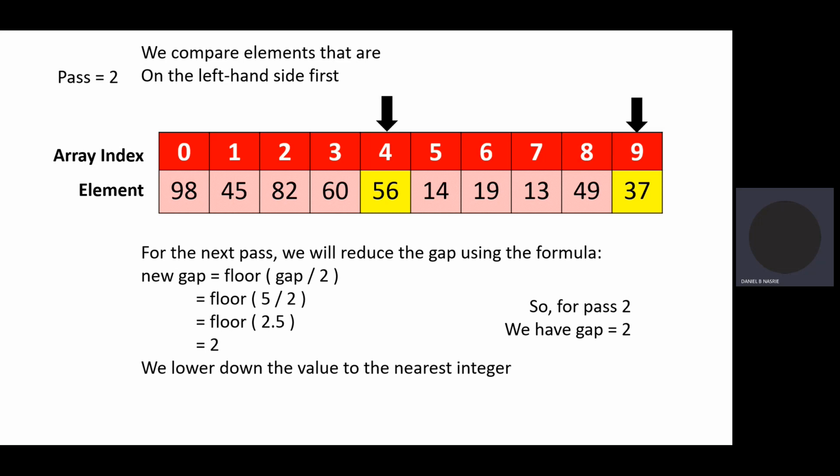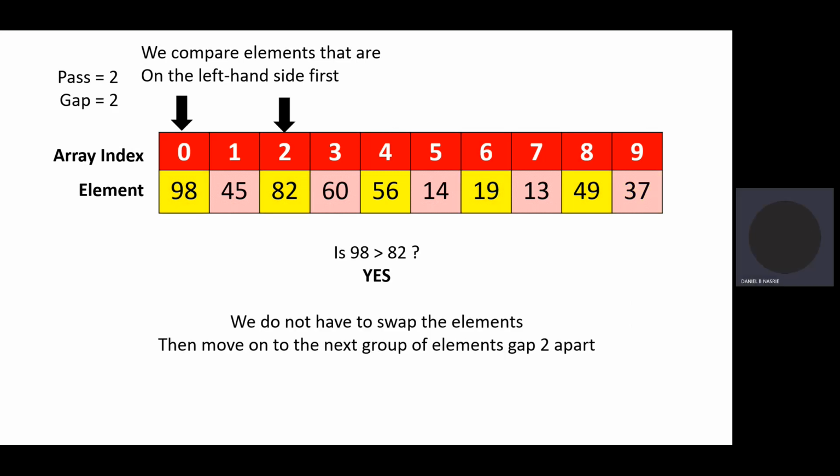For the next pass, we will reduce the gap using the formula new gap equals floor gap over 2, where the gap is the previous pass's gap value. Even though it is 2.5, we lower down the value to the nearest integer here for the next pass gap. So for pass 2, we have gap equals 2, and we keep doing it with gap equals 2 until it is all yeses.